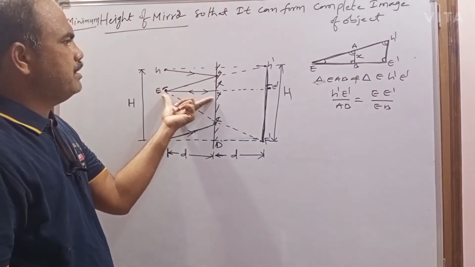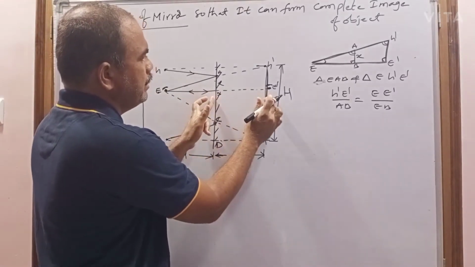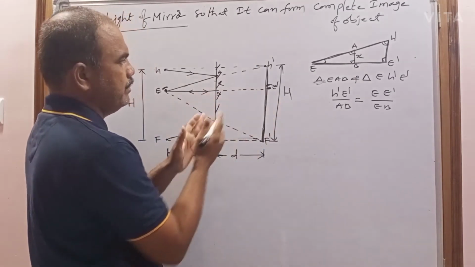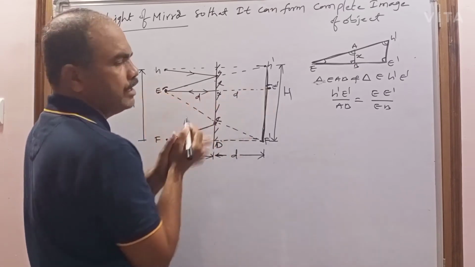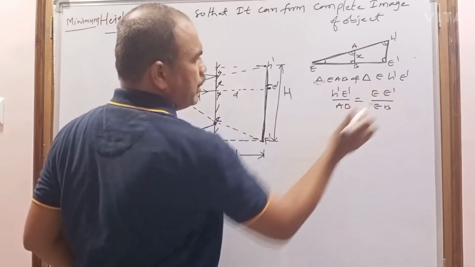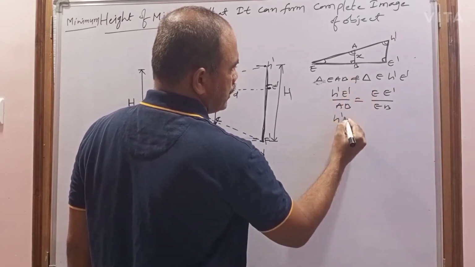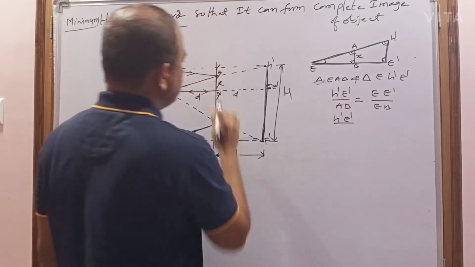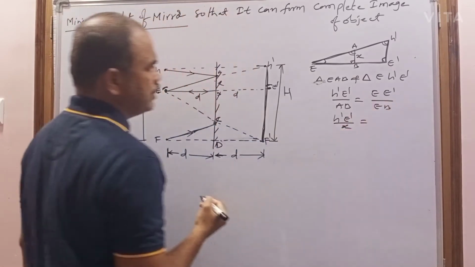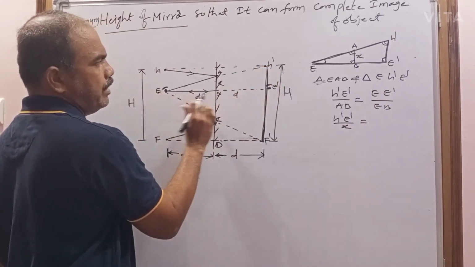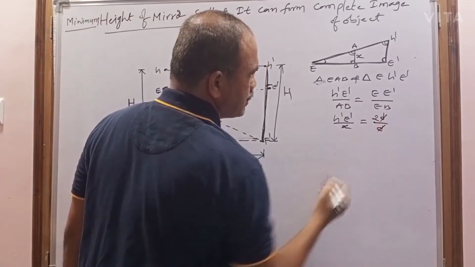But what is the EB distance? EB is nothing but D. And BE dash is also the same, D. So what is the total distance from E to E dash? D plus D, 2D. So E dash is 2D and EB is D. Substitute here: H dash E dash by AB, AB is X, equals E dash, which is D plus D, 2D, by EB, which is D. So this D and D will be cancelled. Then what is X?